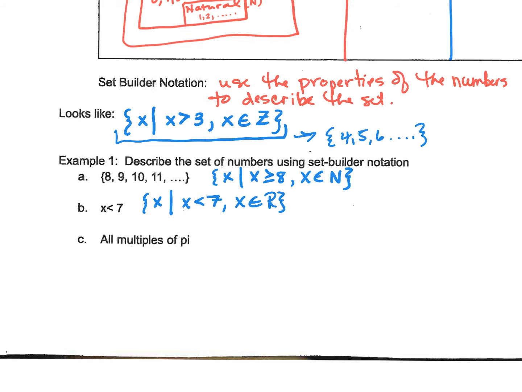Now, all multiples of pi is tougher. This is a special type. We can do pi if we want to. You're more used to seeing that.